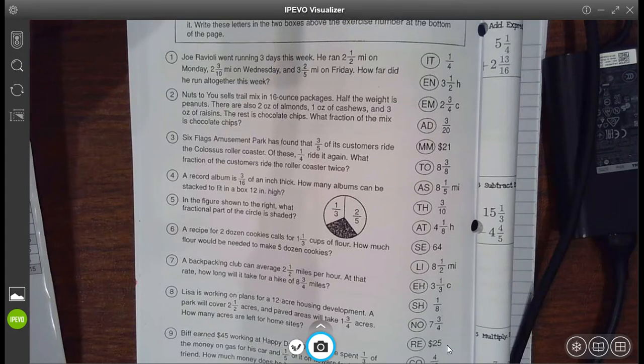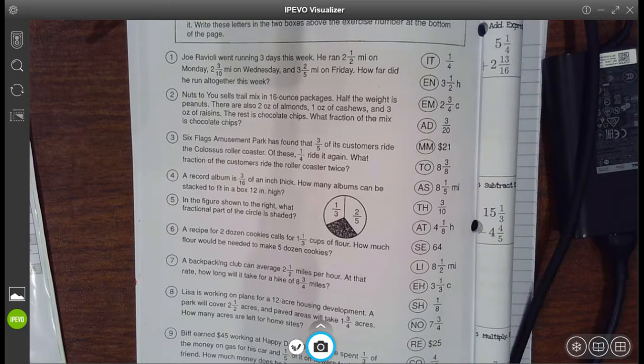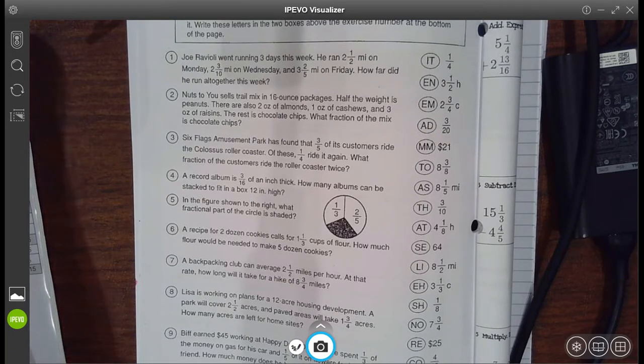Hello, my little mathematicians. Today we're going to review C-70, which is adding, subtracting, multiplying, and dividing fractions. Since this should be review, I want you guys to try them, pause the video, try it, and then unpause it and come back and check yourself.